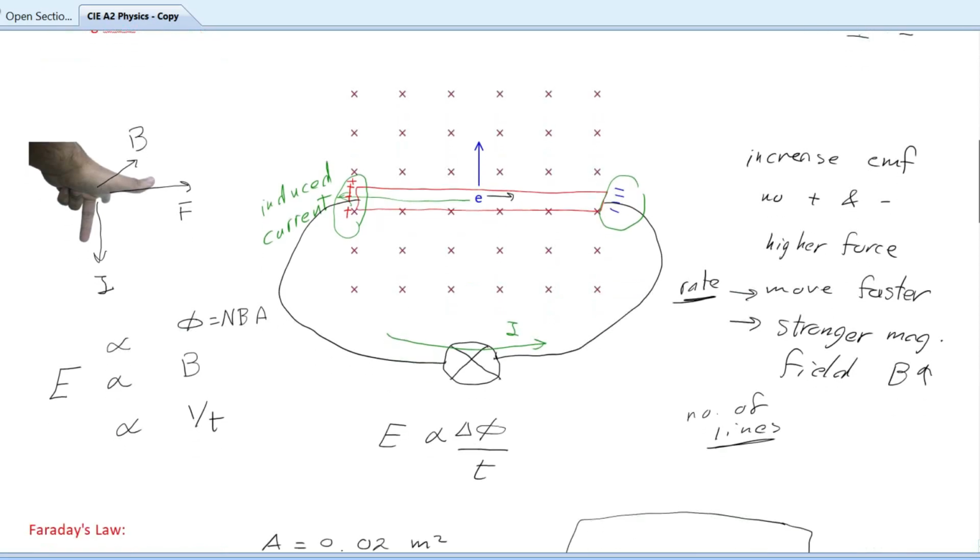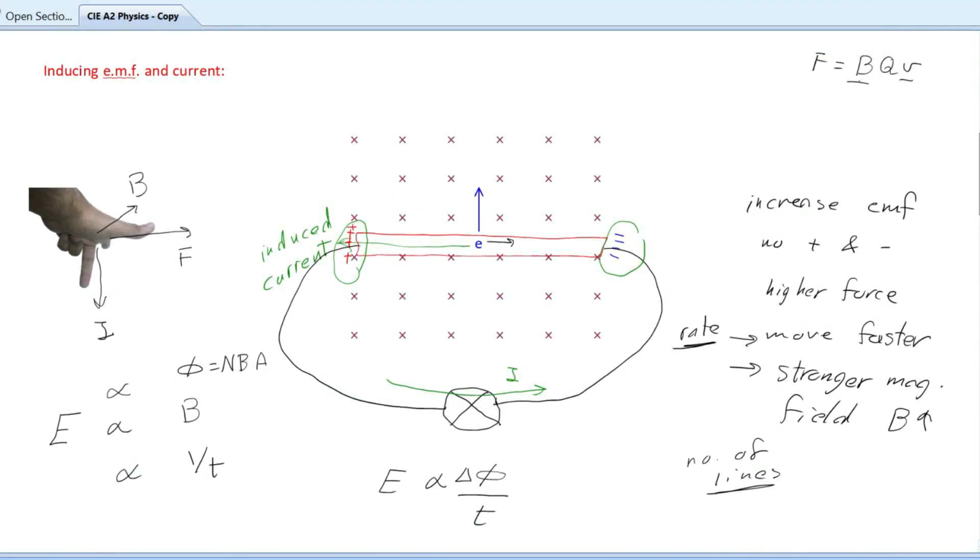And we said that if you move a conductor inside a magnetic field, it will experience a force on its free electrons, creating a potential difference across its ends, causing negative and positive charges, so creating an EMF on the wire or the conductor. And this EMF is proportional to the rate of change of flux. So the faster you move, the higher EMF you get, the stronger the magnetic field, the higher EMF you get. And this is called Faraday's law.